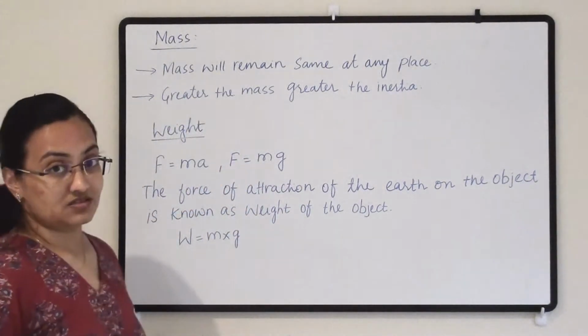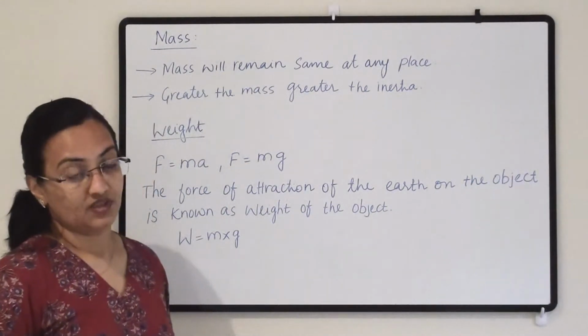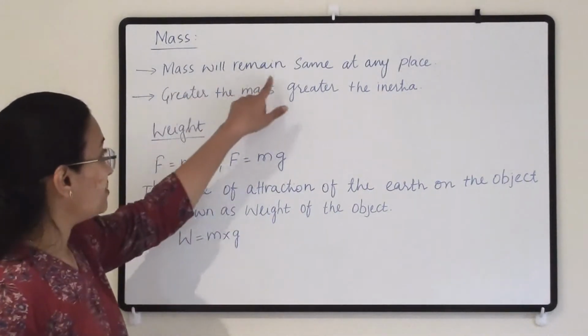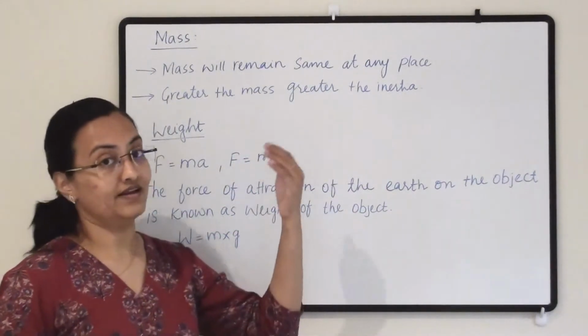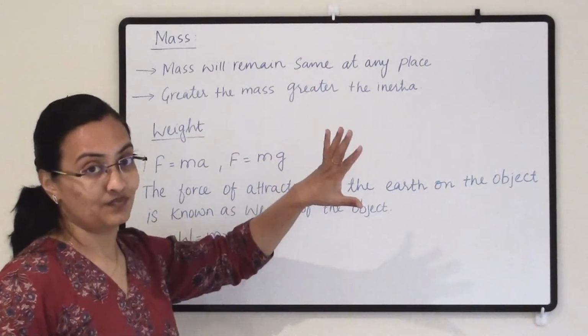So what is mass? Mass is a constant quantity attached with the body. It will never change as the place changes. So mass will remain the same at any place, whether you are on the earth or at any other planet. The mass will always remain the same.